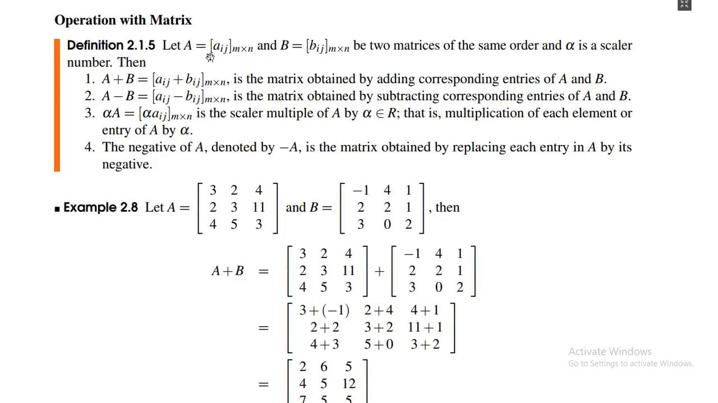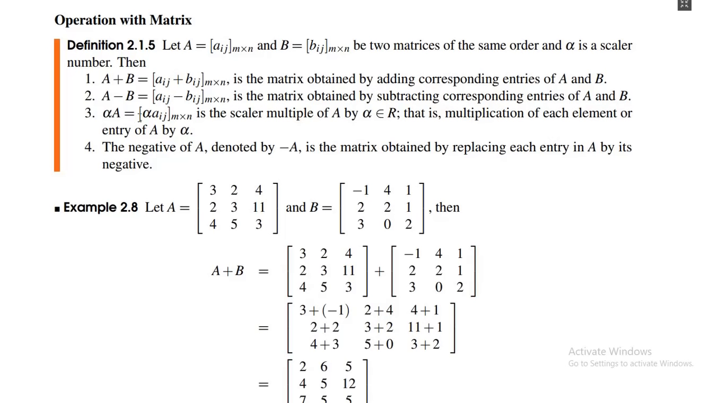Now here, since matrix A is Aij and matrix B is Bij of order m by n, therefore A plus B is the same as Aij plus Bij of order m by n. That means the matrix obtained by adding the corresponding entries of A and B, since they have the same size. And A minus B is the same as Aij minus Bij of order m by n, the matrix obtained by subtracting the corresponding entries of A and B.